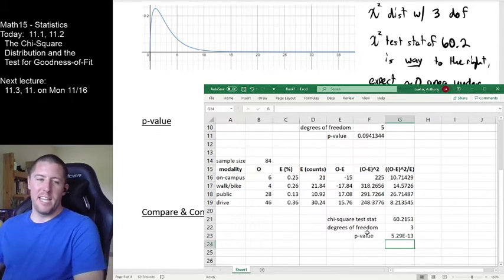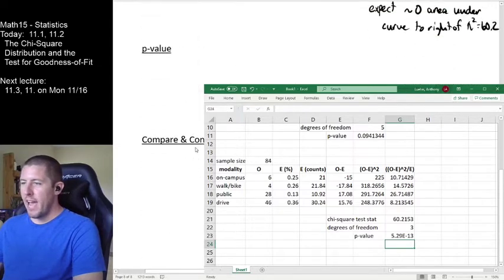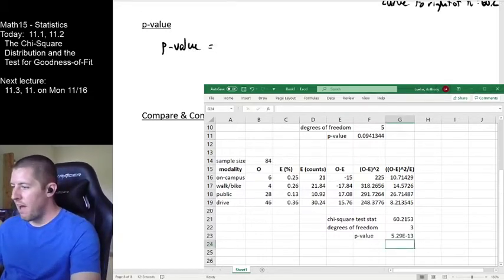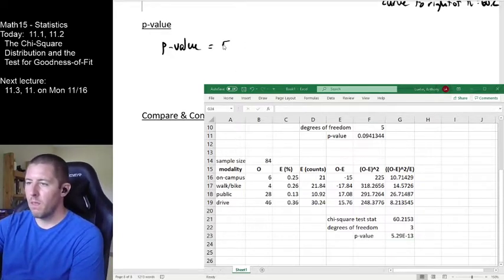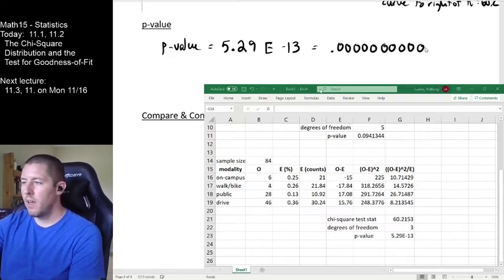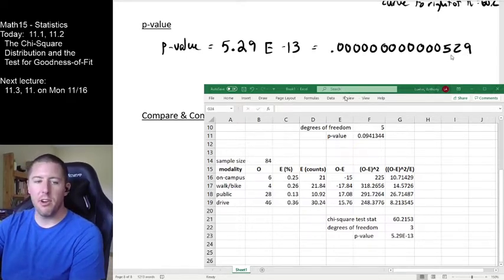And notice it is telling me 5.29e negative 13. That says move that decimal 13 places to the left. That's pretty dang extreme. So we're getting here our p-value equals, and again, what was that? That was a 5.29e negative 13. That is 1, 2, 3, 4, 5, 6, 7, 8, 9, 10, 11, 12. Our decimal was there after that 13th digit. We moved it 13 places to the left. So this is essentially equal to 0.